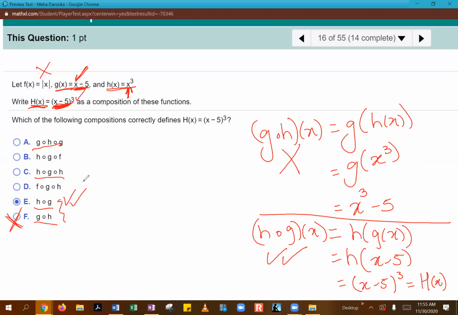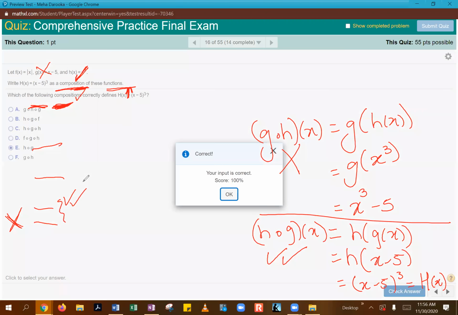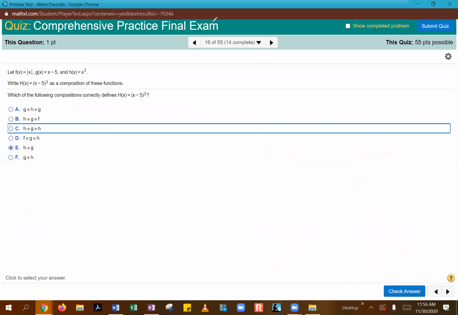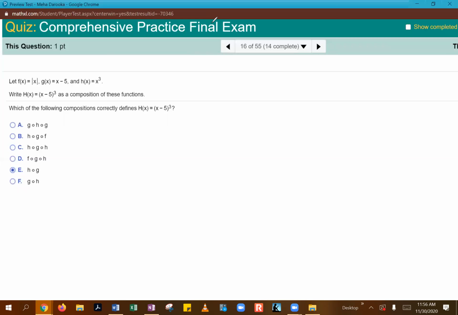So just do your compositions. And like I said, go with the simpler ones. If those don't work, then you can go with the 3 compositions. Since we were not using the F function, you will see we left out any of those options that had F in them, so we didn't worry about those at all. Okay, so let's do a check here. We are looking good. So it's going to be H of G in this case.